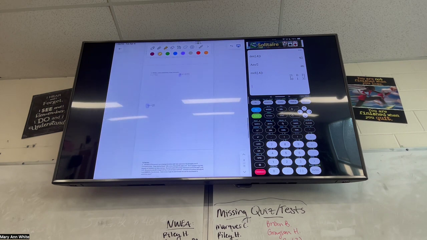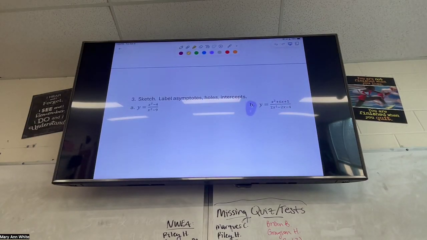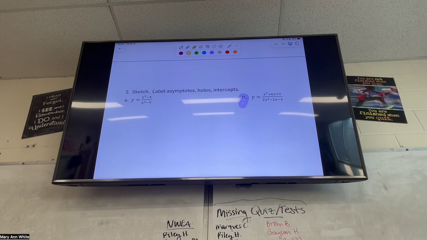Okay. Go ahead and flip your paper over, and we actually have a review of something we've done a lot, and I don't even need my calculator for this. Do you guys remember what kind of equations these are right here? Yeah, this is a rational function. These are rational functions, and we're going to be graphing them.